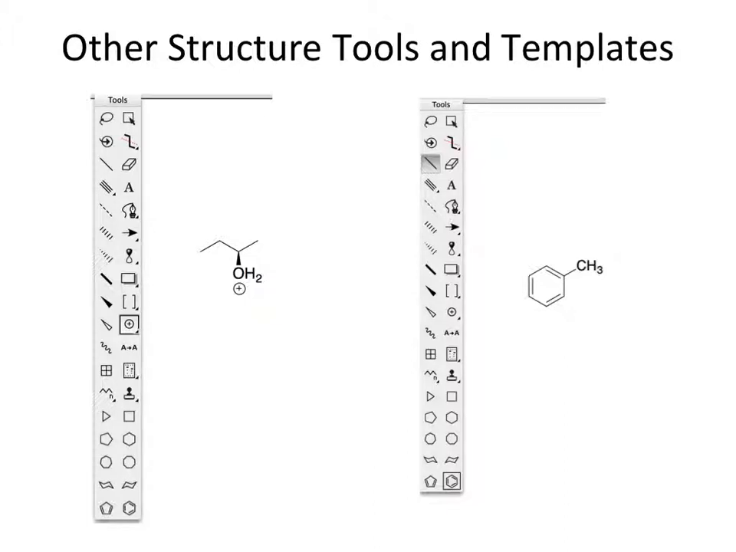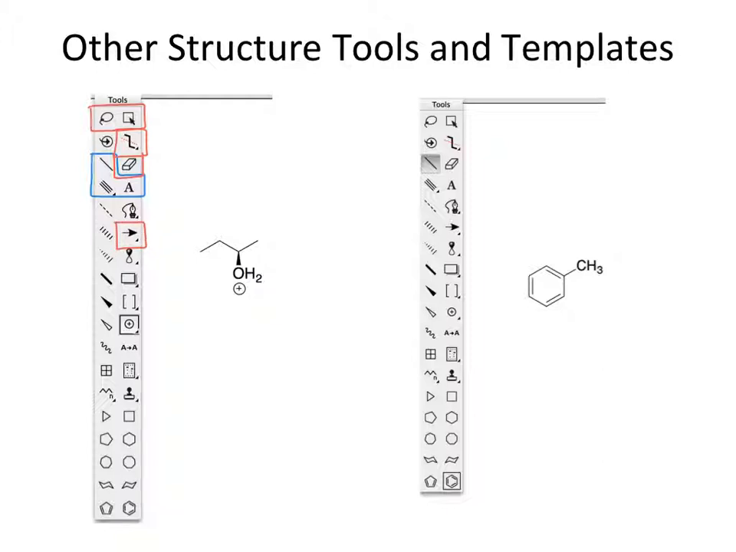Now this toolbar contains a lot of other tools that you might find useful. The ones that we've looked at so far are the single bond, multiple bond, and the text tool. Some of the other good tools to know about are the selection tools. This is the fragmentation tool. This is an eraser. And then here you've got the arrow tool.